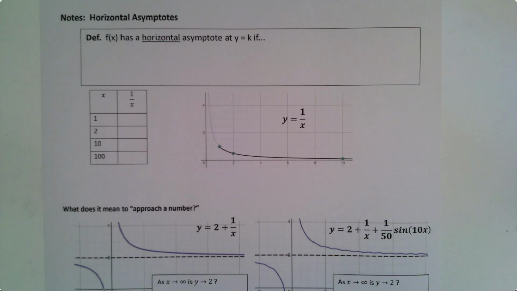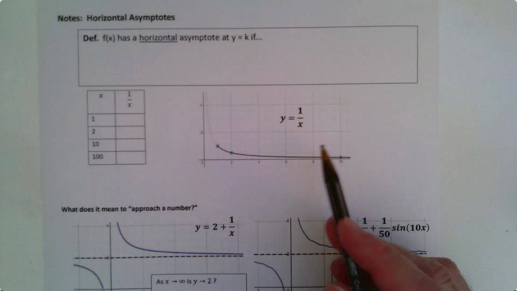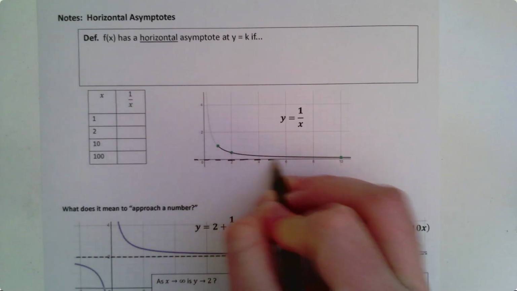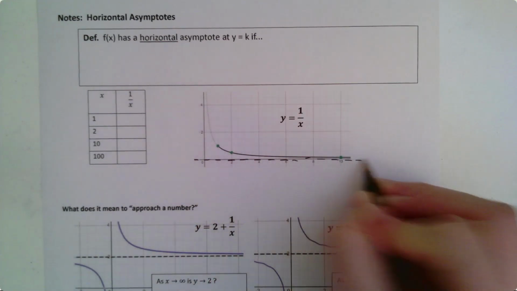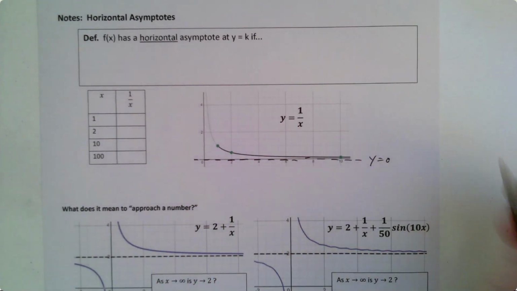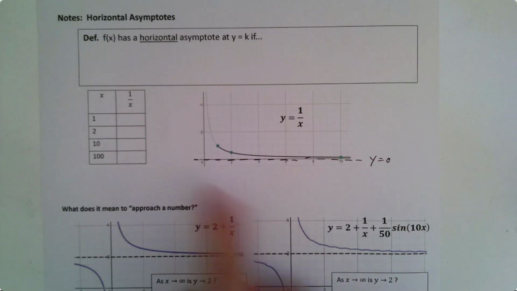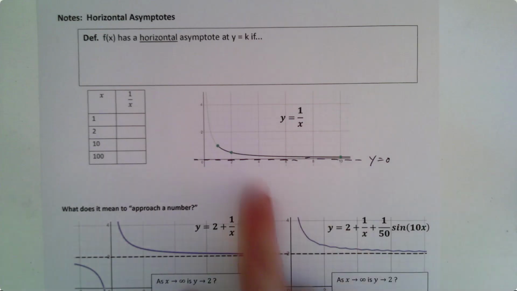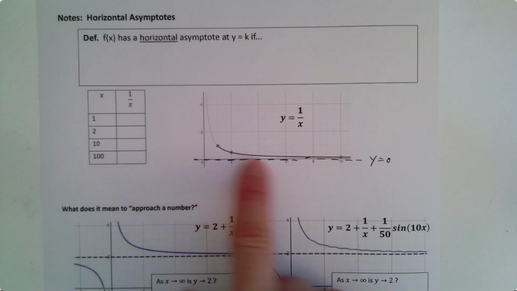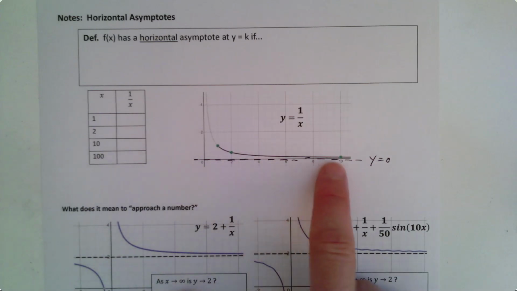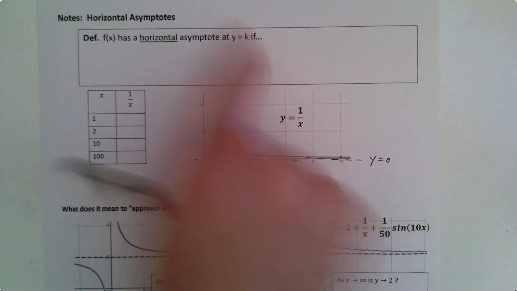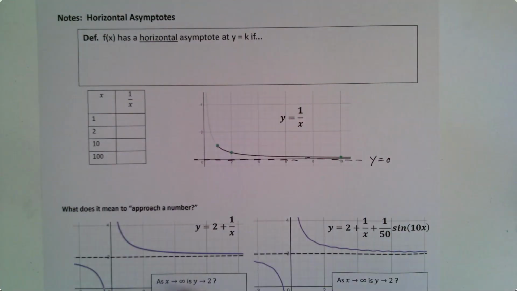You've seen horizontal asymptotes before in functions like 1 over x. Usually, we would draw a horizontal line at a particular y value, like in this case, y equals 0, and we would say that this curve has a horizontal asymptote at y equals 0 if, as the x values get larger, the y values get closer and closer and closer to that number without ever reaching it. So let's write that down as our initial definition.